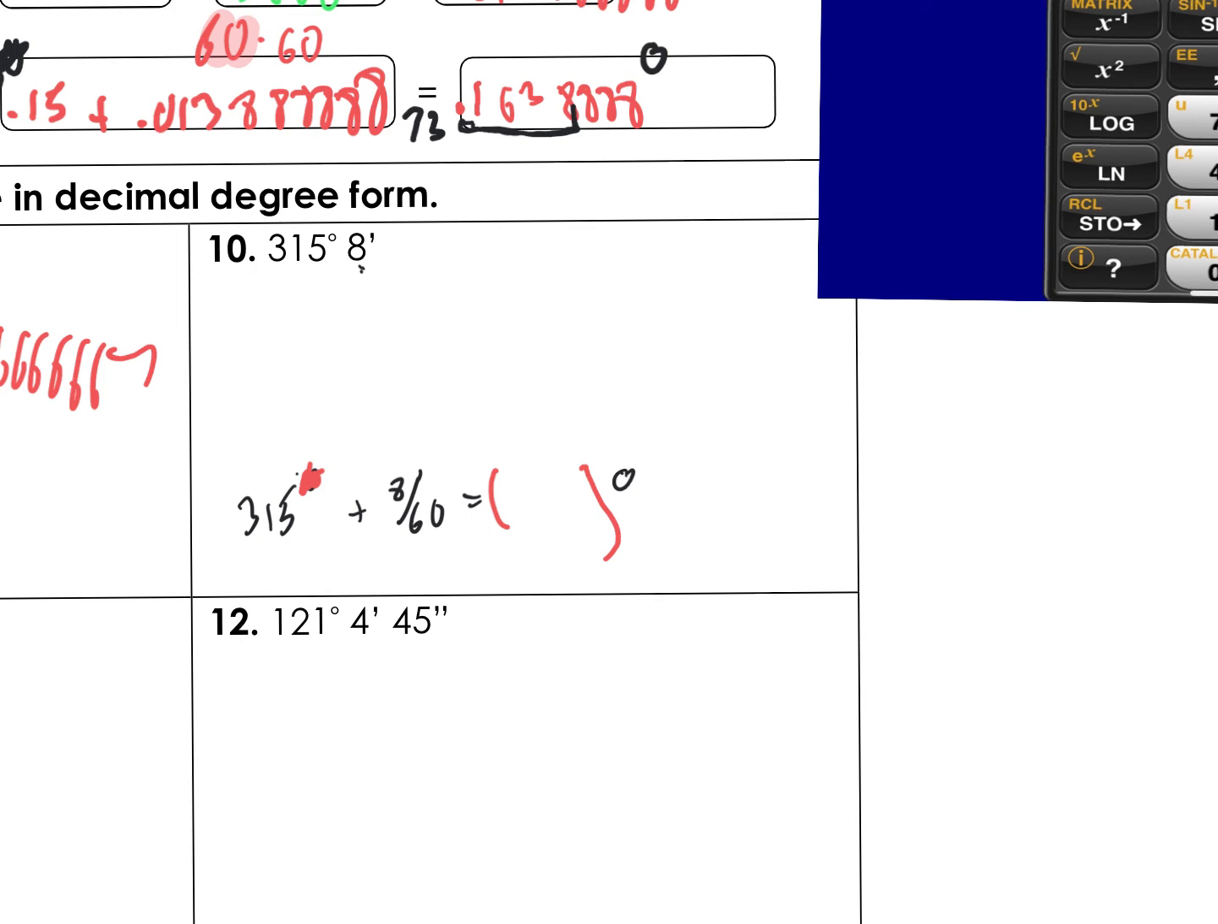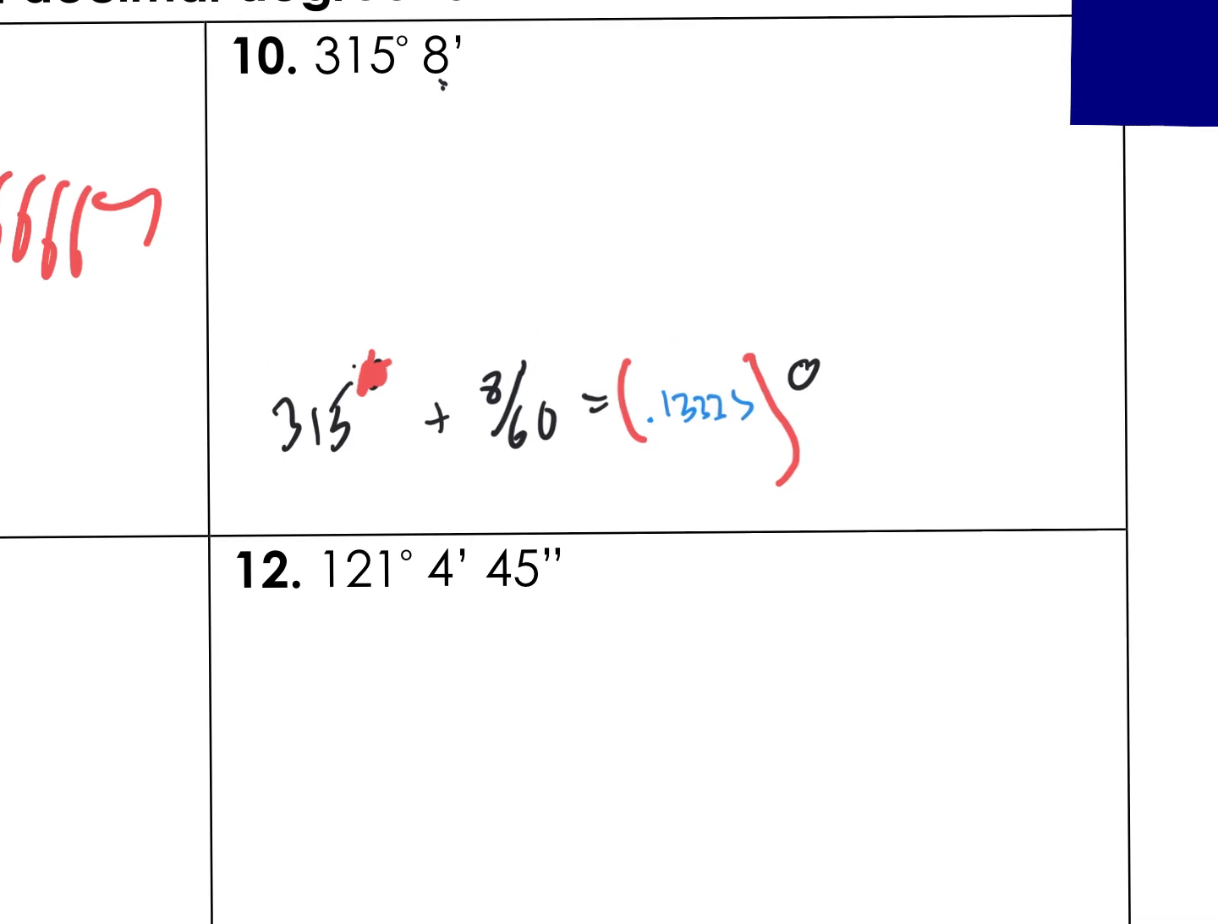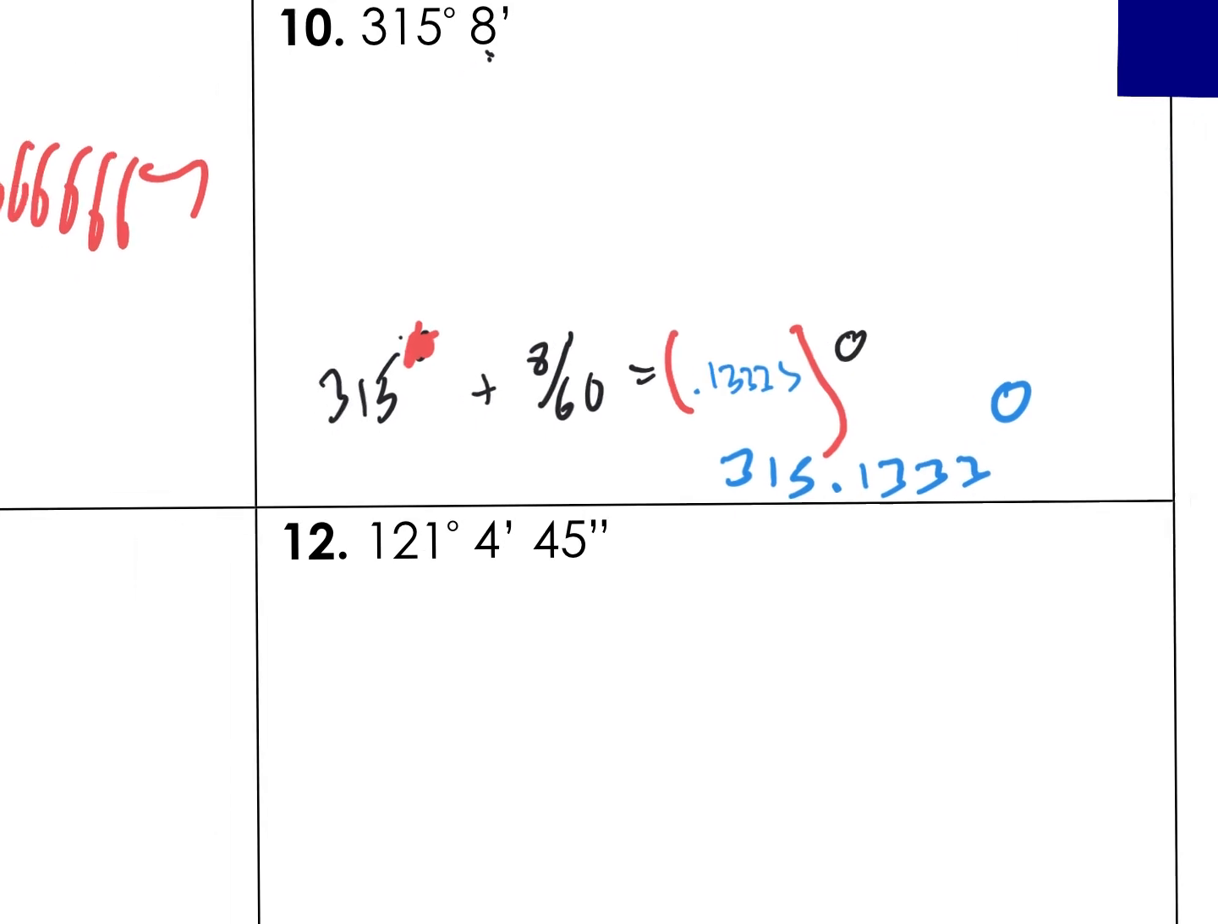So let me check what that one's going to be. 315 and 8. That gave me 0.13333. A lot of threes forever. So I would just give my answer as 315.1333 degrees.